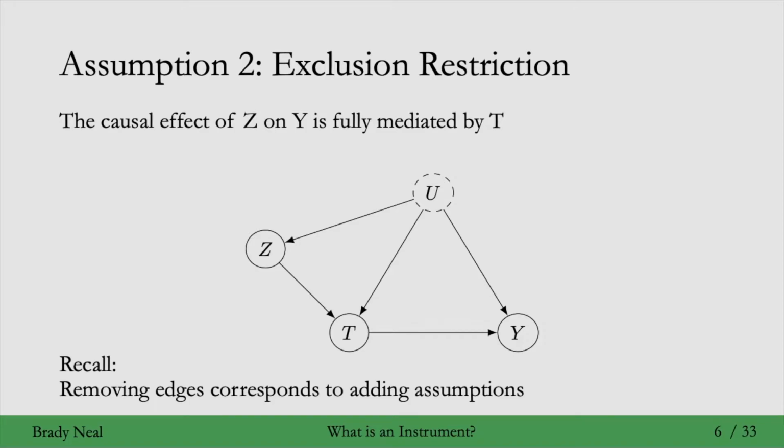Recall that when we saw these probabilistic graphical models in week 3, removing edges corresponds to adding assumptions. Right here we're saying that we're restricting the data generating process so that we're excluding Z from the causal mechanism that generates Y. So whenever we have variation in Z, it's going to go through T, the thing that we want to know the effect of on Y. If variation in Z were to go directly to Y, then we wouldn't be able to isolate the causal effect of T on Y using this Z.